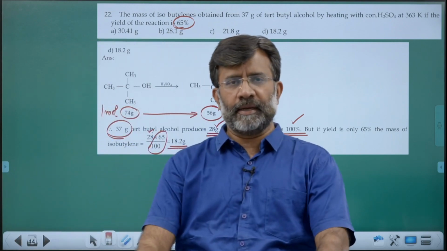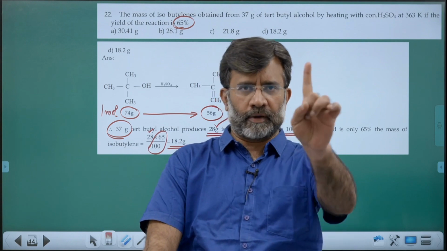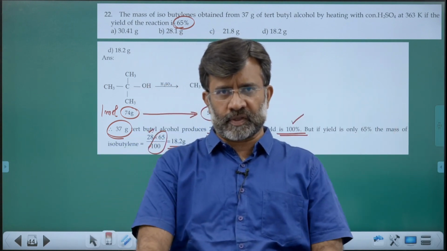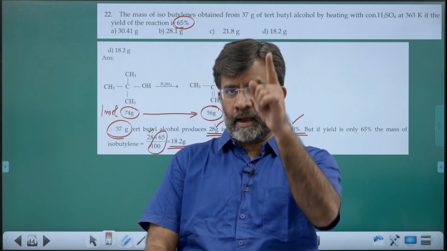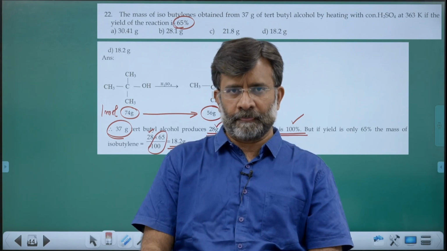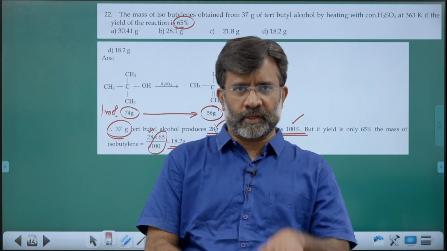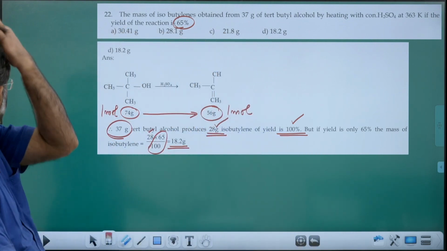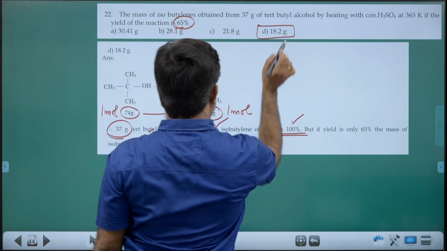Answer is 18.2 gram. So 1 mole tertiary butyl alcohol gives 1 mole isobutylene. 74 gram gives 56 gram. 37 gram gives 28 gram, provided it is 100% yield. But the yield is only 65%, so the answer is 65% of 28. Option D, 18.2 gram. Next question.